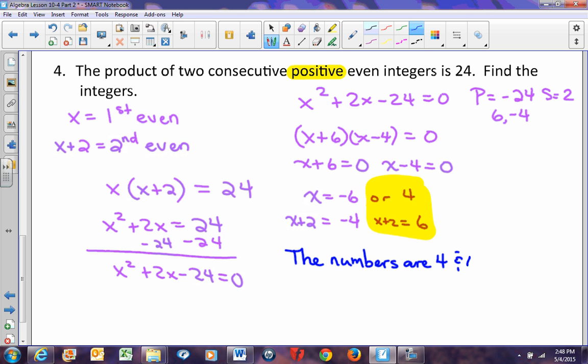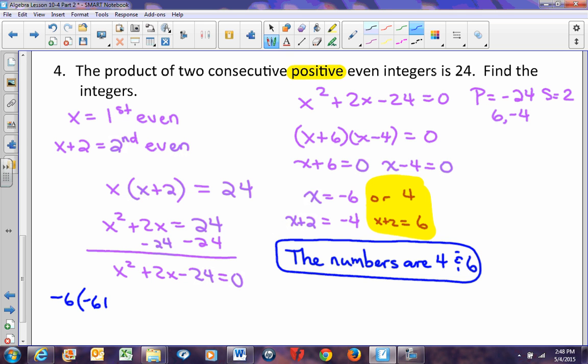4 and 6, because even though negative 4 and negative 6 works, because if you check negative 6 and negative 4, I'd have negative 6 times negative 6 plus 2, okay, which would be negative 6 times negative 4, which would be a positive 24. Okay, but it says the product of two consecutive positive even integers. Those are negative even integers, so even though they make the product of 24, they don't fall into the category of being positive, so they don't work.